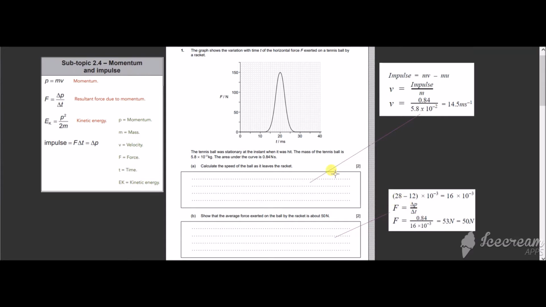And to find the time, if you come to the graph here, this point here will be 28, and this point here will be 12. So when you subtract 12 from 28 and multiply that by 10^-3, you will receive 16 × 10^-3. So that is the time. When you divide the two values we just got, you'll receive 53 newtons, and when you round the value off, you'll have 50 newtons. And that's how you solve 1B.